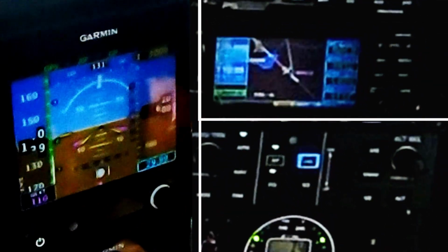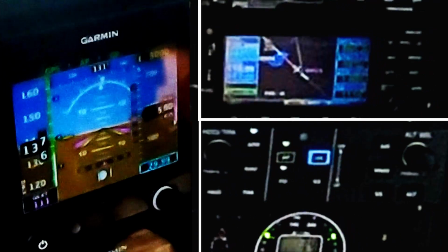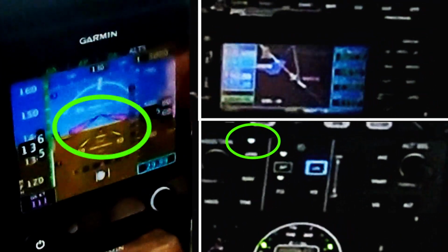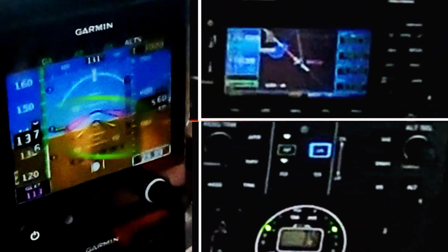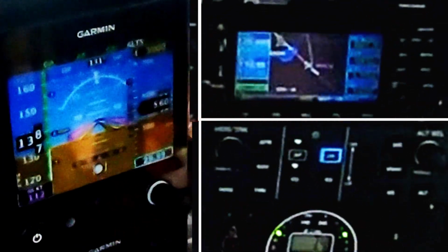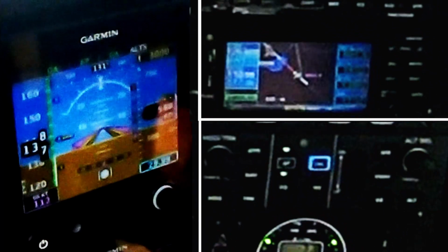I noticed on the go-round that the G500 control unit went to flight director only. In other words, the approach light went off, but remained on for the autopilot, flight director mode, and the airplane pitched up.